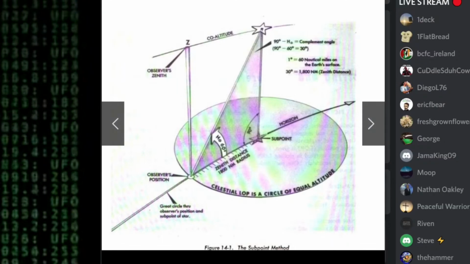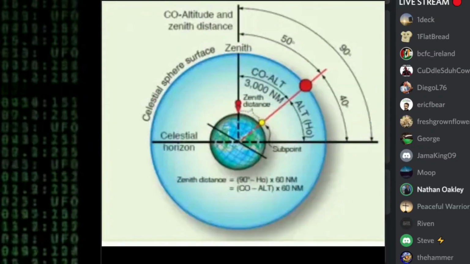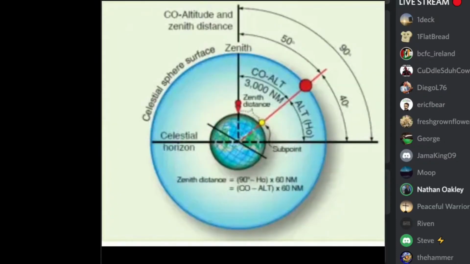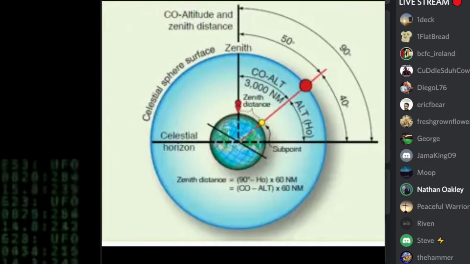Next slide. So this one shows co-altitude and zenith distance from a side-on view. And you can see here in this one, it's a 40-degree elevation angle taken not from the surface, but the center of the Earth.